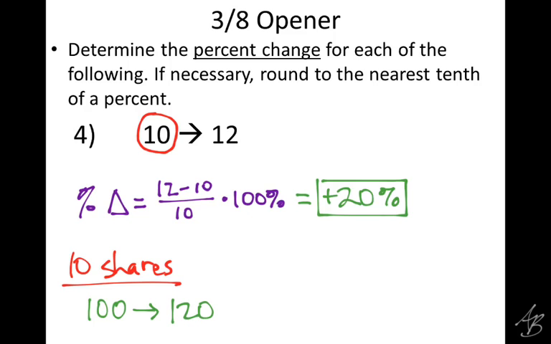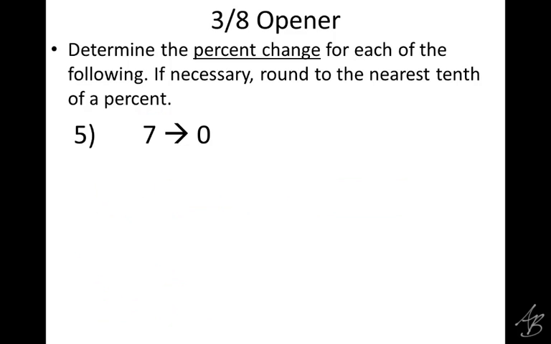So if I take these two numbers here and I think about what happens if I have 10 of them, then it turns into the same problem we had in number 3, doesn't it? Because 10 shares would be $100 to $120, which is exactly the same thing we had in the last problem. So we get the same percent change, even though it's a smaller change. It only goes up by $2 here, but since the starting amount is also less, that makes the percent change bigger.